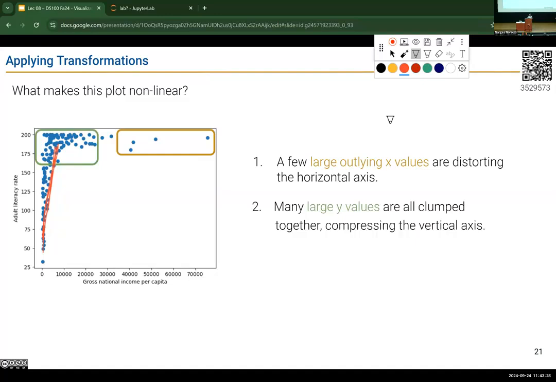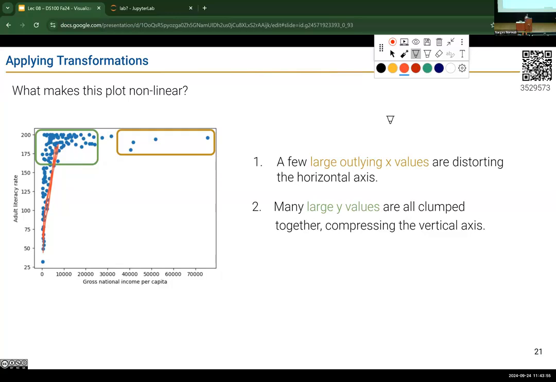The other issue is that we have a lot of large Y values in the top left corner that are essentially clumped together. That's an example of overplotting. We see it, so we need to address it. So why would we care about each of these issues? With the outliers, it's clear. Outliers are always hard to model. We don't want them. We want to bring them closer to the distribution of the data.